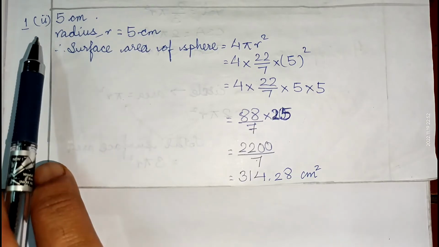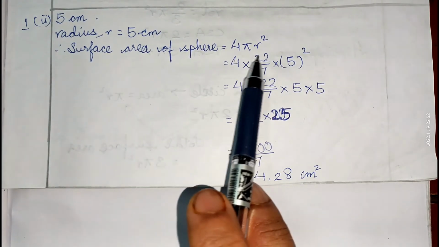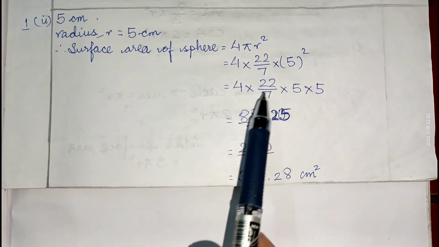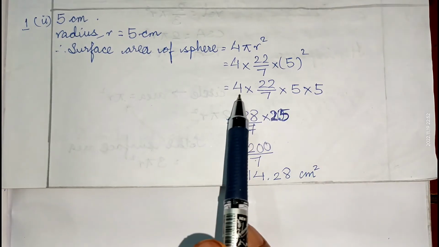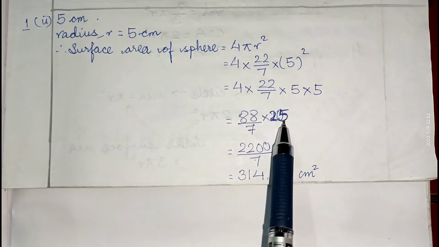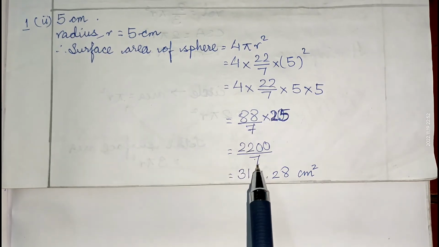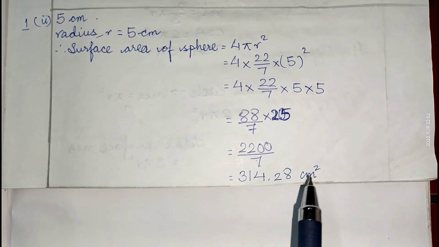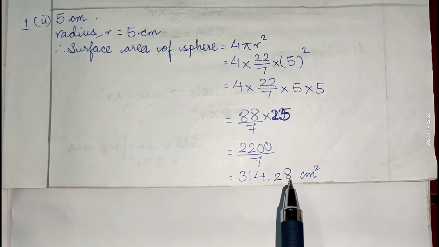In second part of question number 1, it is given that radius is 5 centimeter. Here surface area of the sphere formula is 4 pi r square. So it is 4 into 22 by 7 into 5 square. We can write 5 into 5. 4 into 22 will be 88 by 7 into 5 into 5, 25. If you multiply 88 by 25, it will be 2200 by 7. And if you divide, you are going to get 314.28 centimeter square. Therefore, required surface area of the sphere is 314.28 centimeter square.